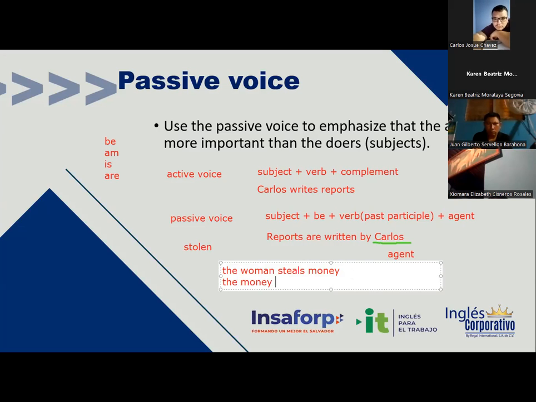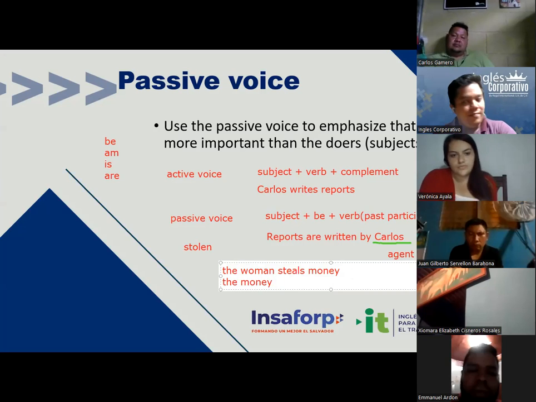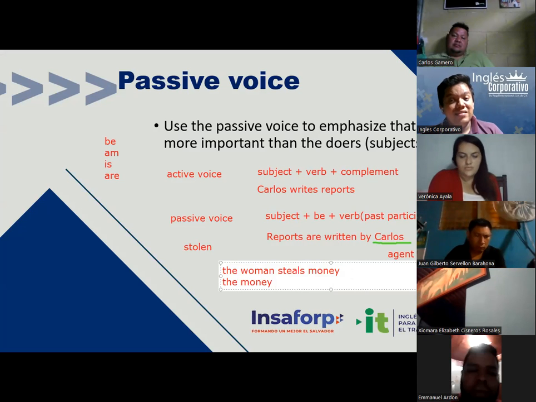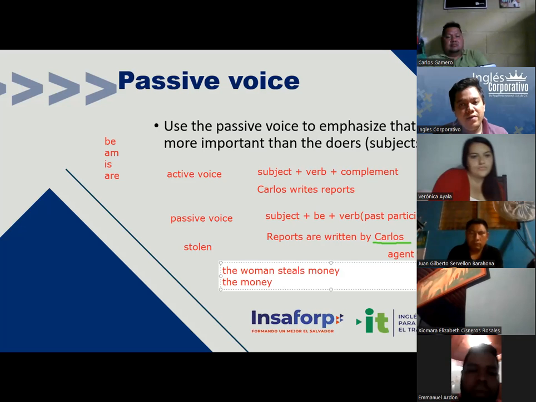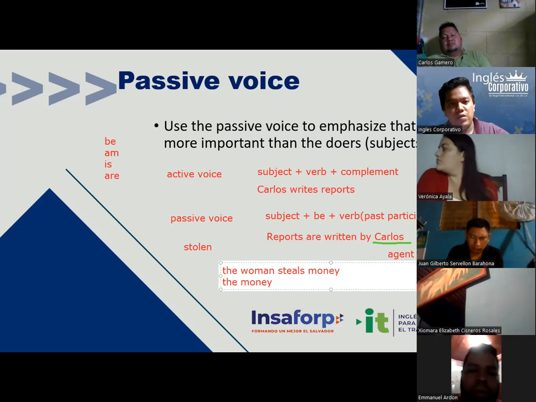Ahora bien, si digo money, ¿es una palabra singular o plural? ¿Singular o plural? Es singular. ¿Por qué es singular? Es categorizada como singular. Porque recuerden, la palabra money es incontable, right? Y toda palabra incontable es categorizada como singular, ¿ok?